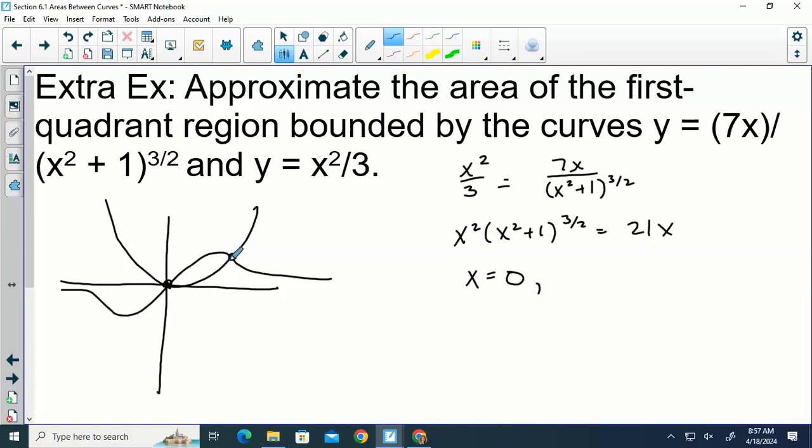Now we need to find the second point, so we just repeat that. So second, trace, intersect. First curve enter, second curve enter, guess, so we get closer to that point, and that one is not pretty. 1.963. We could definitely keep more decimals if we wanted.